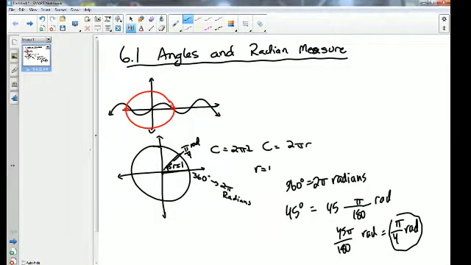Could you just do 45 over 360 and multiply that by 2 pi? You could. Where did the 180 come from? Well, let's look at this. If I divide by 360, I get 1 degree is pi, and what's 2 over 360? 1 over 180. So that's our conversion formula. That's where it comes from.